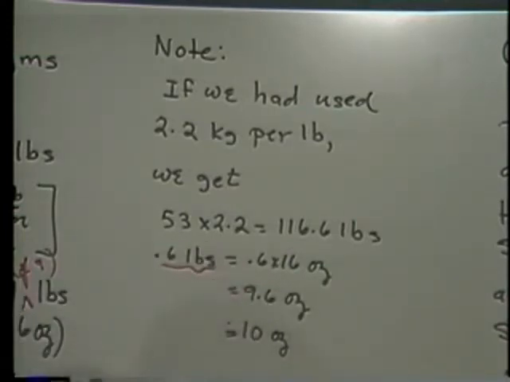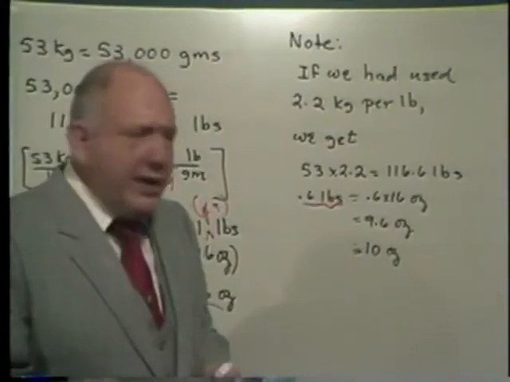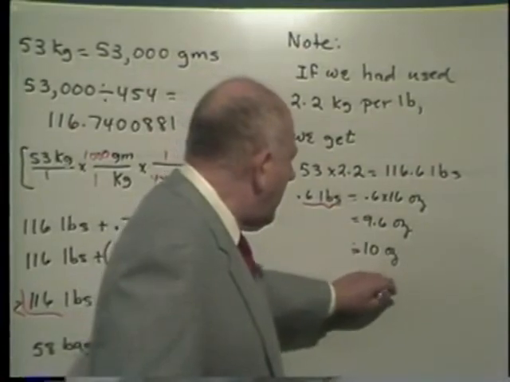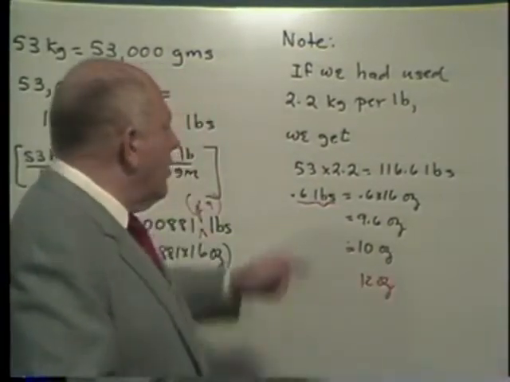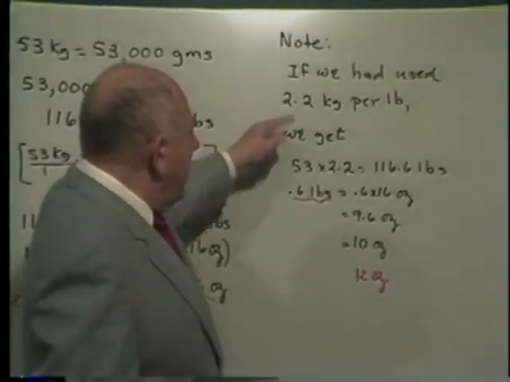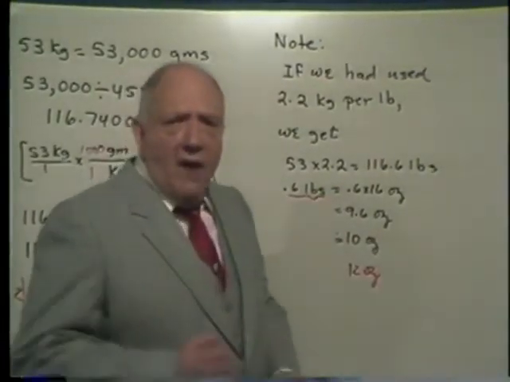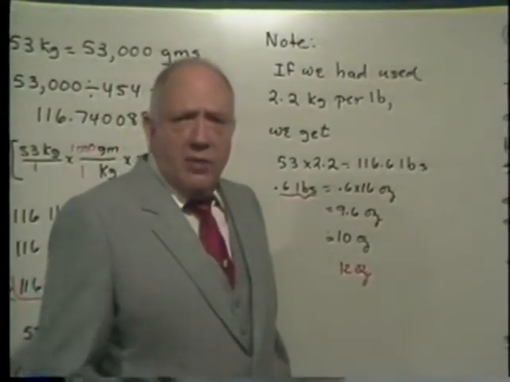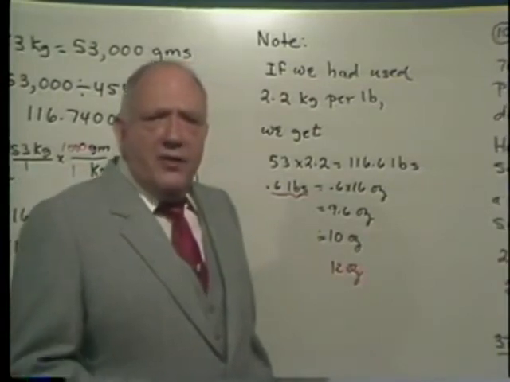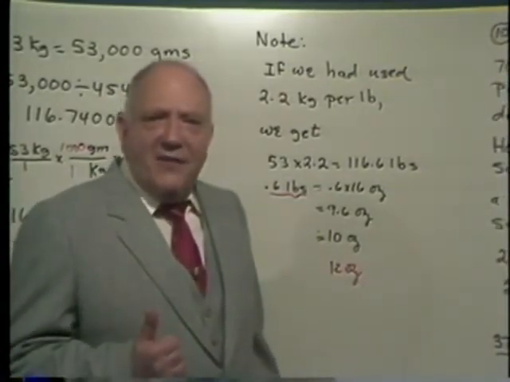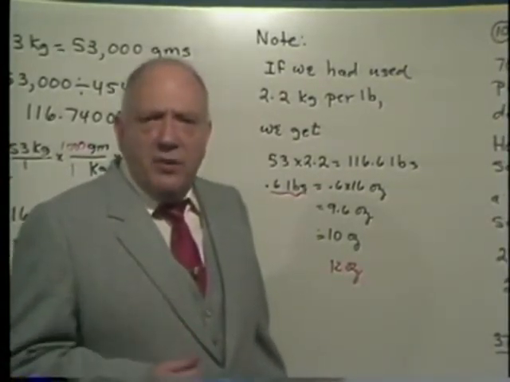6/10 of a pound is 6/10 of 16 ounces. 6/10 of 16 is 9.6. That rounds off to what? 10 ounces? But the correct answer was 12 ounces. In other words, with what little bit we threw away, it was enough to cause us an error of 2 ounces in the small amount that we were dealing with. If this had been 53 metric tons instead of 53 kilograms, the error would have been enormous.